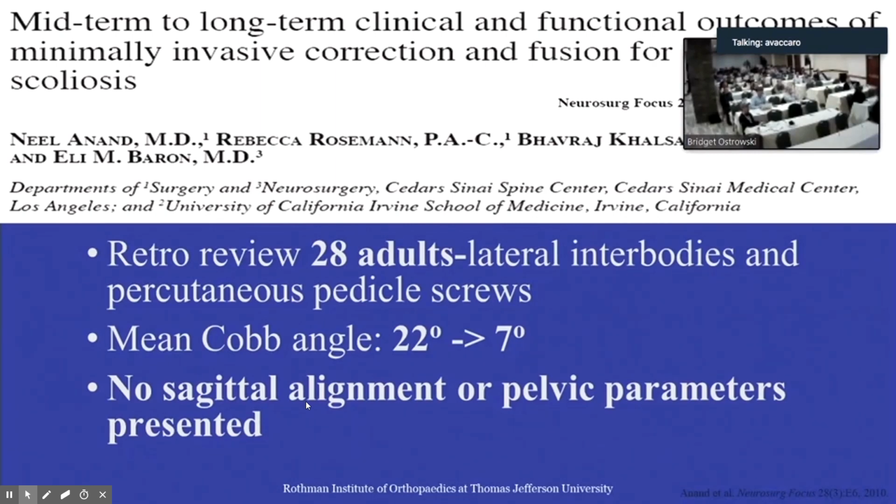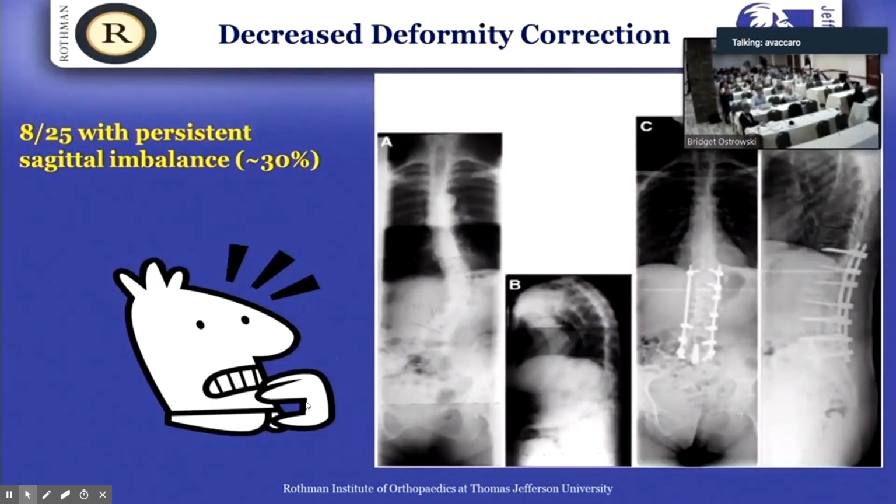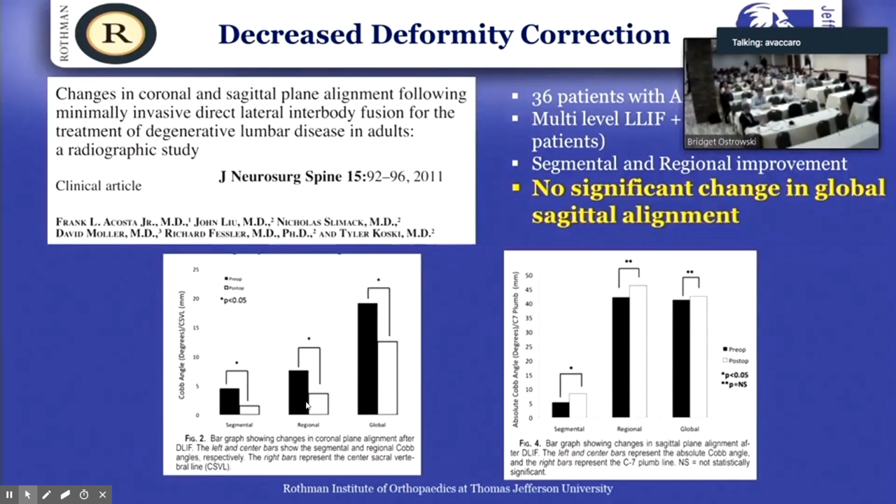Another paper by Neil, 28 patients, lateral interbodies. He had a decent Cobb correction of 22 to 7. But again, he didn't talk about any sagittal alignment or pelvic parameters. And again, the pictures that Neil placed, they really don't show off any technique. If I saw these in a deformity journal, I'd be like, listen, that's not very impressive. And 30% of the patients had persistent sagittal malalignment.